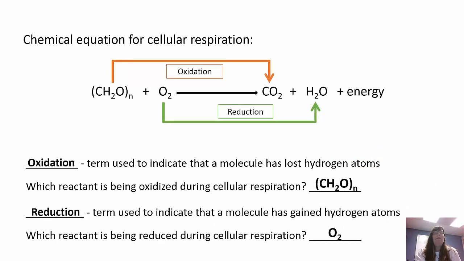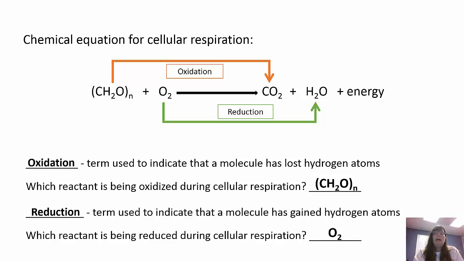So here is the equation for respiration. You have a carbohydrate plus oxygen gives you carbon dioxide, water plus energy, so ATP. Remember, oxidation means that a molecule has lost electrons or hydrogens, and reduction means that a molecule has gained electrons or hydrogens. So remember, the electron has a negative charge, so if you gain it, it's kind of reduced. Remember that? So when you look at the equation, you have a carbohydrate that is going into carbon dioxide, so that it becomes oxidized because the hydrogen from the carbohydrate is now gone in carbon dioxide. So it has lost hydrogen atoms.